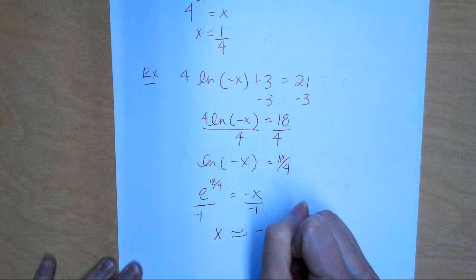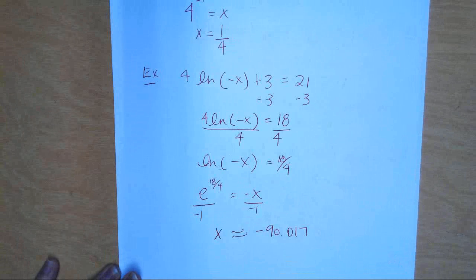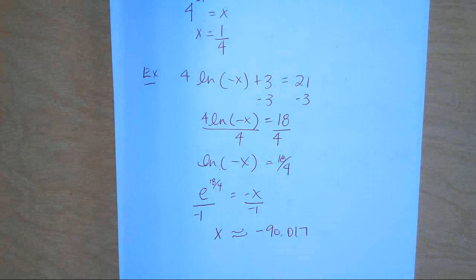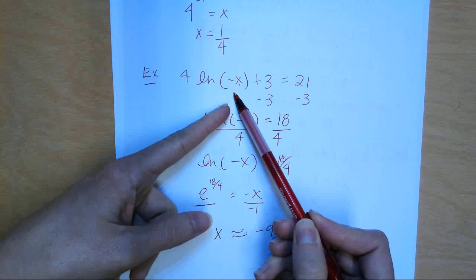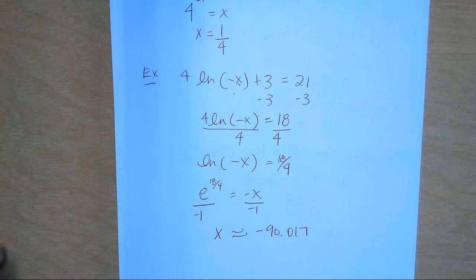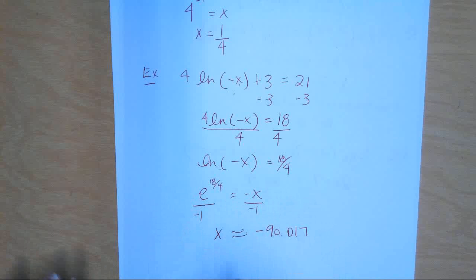Negative 90.017. Okay, if it makes the expression negative, so if we plug it back into the expression here, it's saying negative x, which would make it positive. So it's okay. Yeah, good point. When you get here, a lot of students want to say, oh, it's extraneous because it's negative, but you need to know, does it make the original expression negative inside of the ln? Are we good? Okay, we're going to try one more.